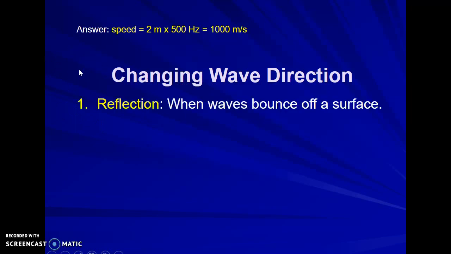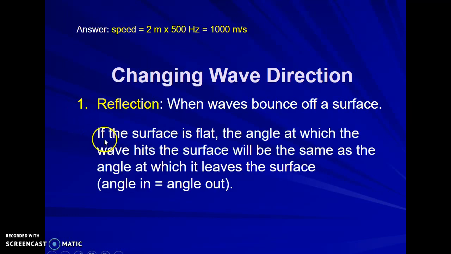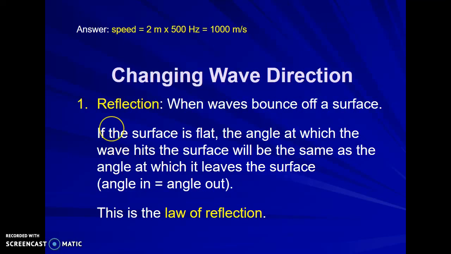The next topic is changing wave direction. So we have reflection, which is when a wave bounces off a surface. If the surface is flat, the angle at which the wave hits the surface will be the same as the angle at which it leaves the surface. Angle in equals angle out. This is the law of reflection.